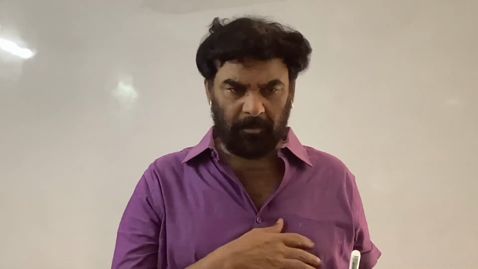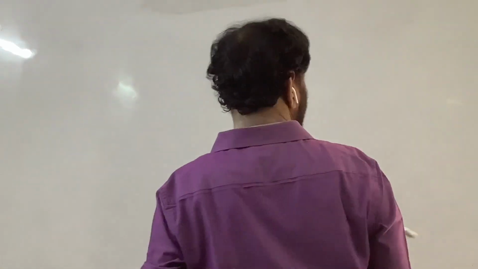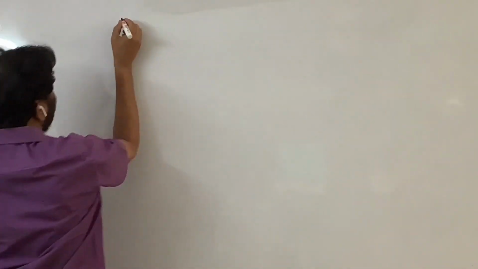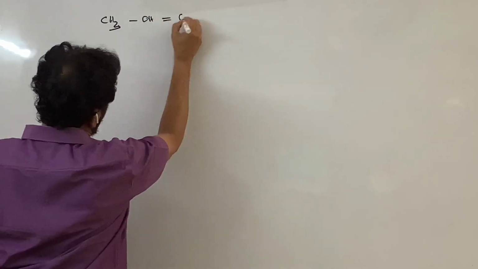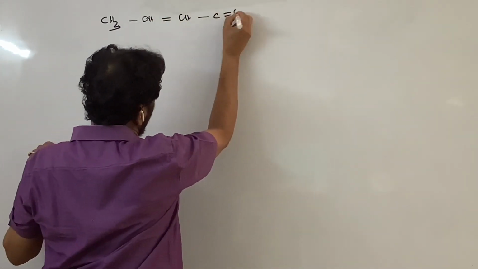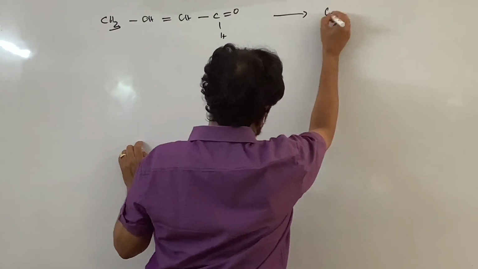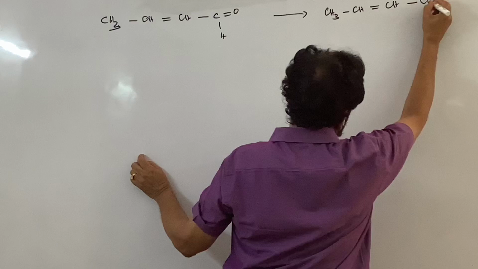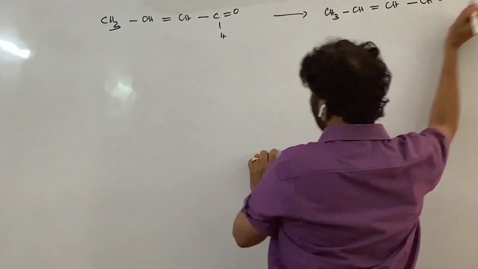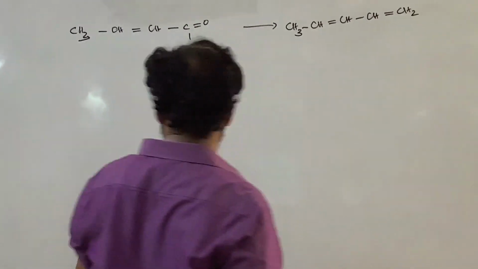I think you have already completed the conversions. Let us verify the key. See, the first one is, this is CH double bond CH, C double bond O is converted into CH3, CH double bond CH, CH double bond CH2. This is board again.